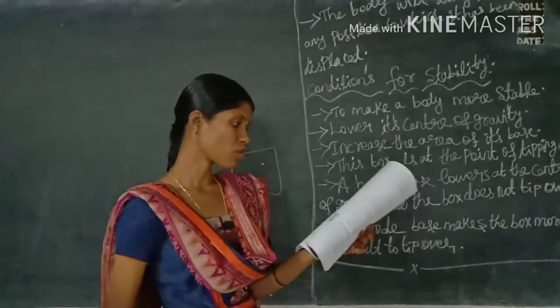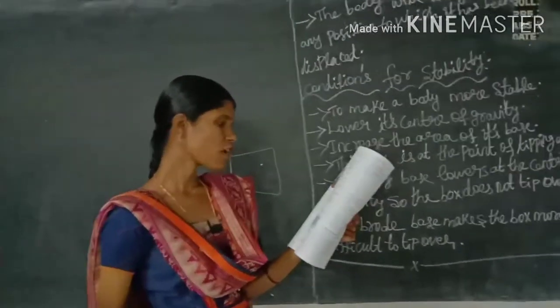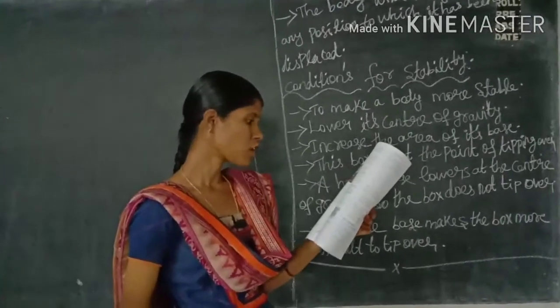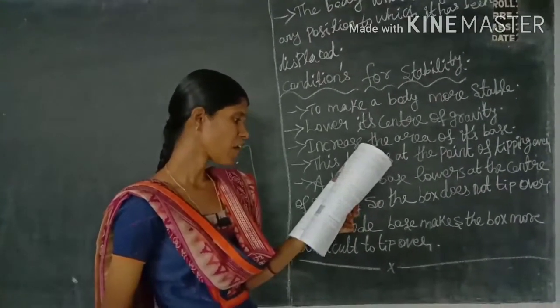So what are the real life applications of center of gravity? It's for the reason of stability. Then the luggage compartment of a tour bus is located at the bottom and not at the roof.